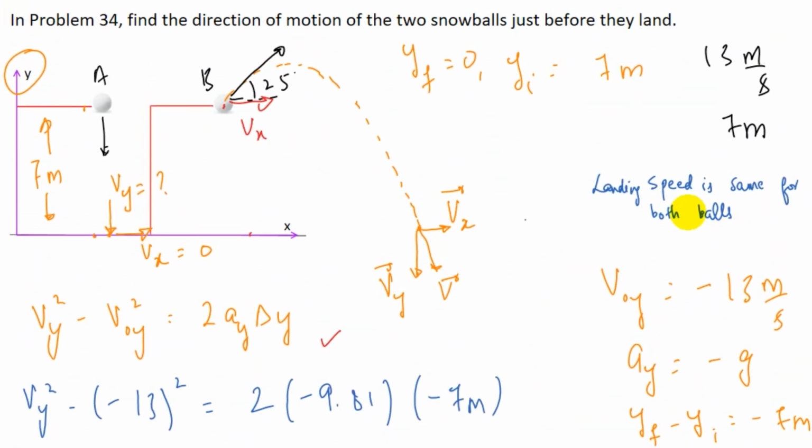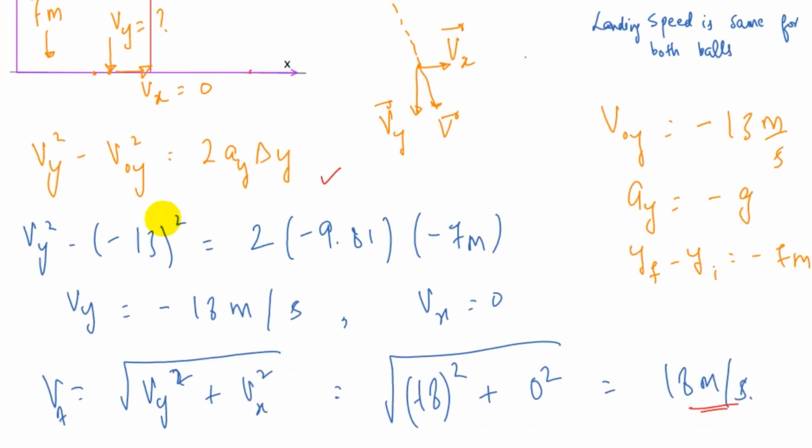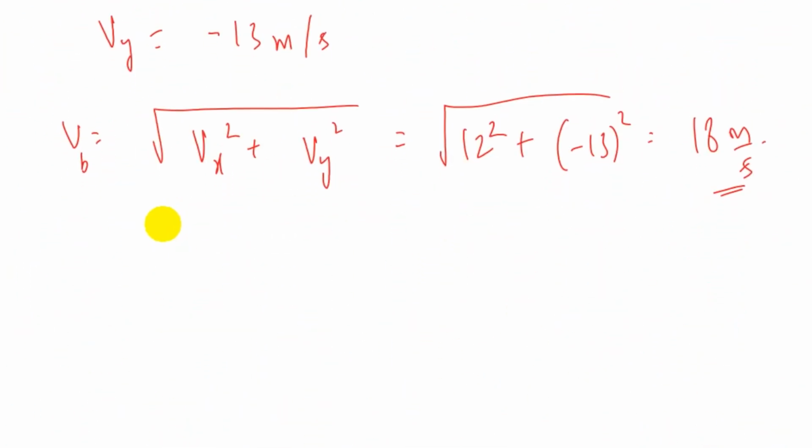Now we can move to this question, where we have to find the direction of motion of the two balls just before they land. If you consider ball A, it lands vertically. So what would be its direction? It would be along the negative y direction, or we can say theta is 90 degrees below horizontal. So this is problem 35. The direction for ball A on landing will be 90 degrees below horizontal.